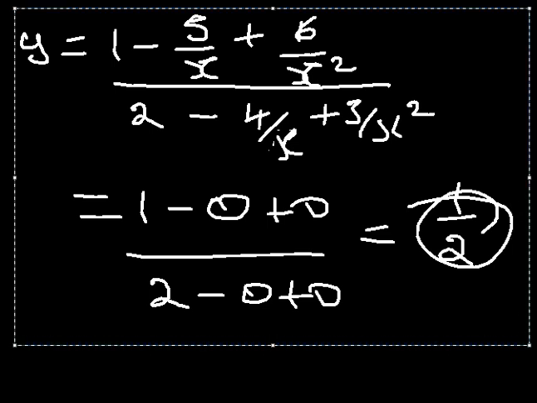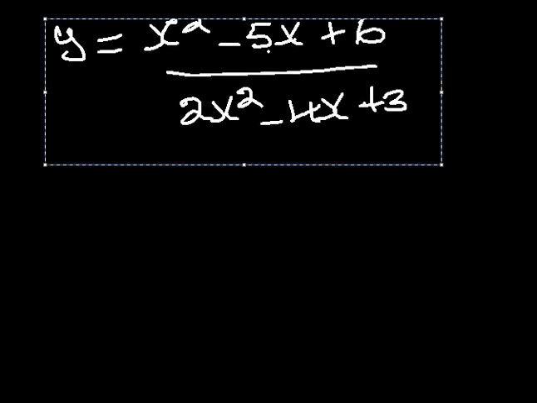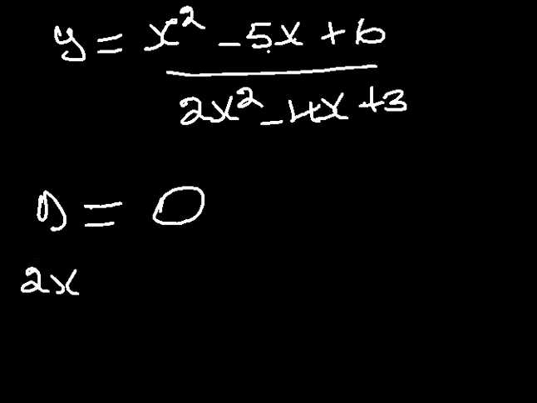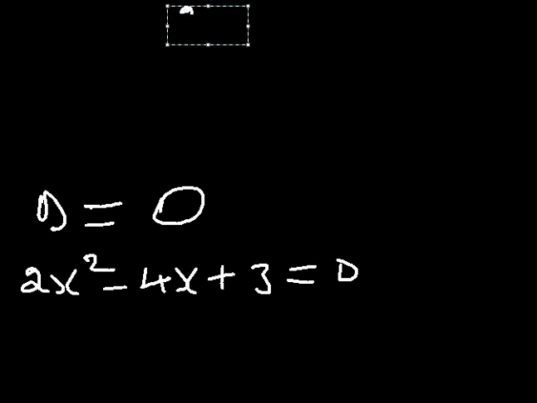Now, how about the vertical asymptote? How should you find the vertical asymptote of the function? In this case, the vertical asymptote is calculated by setting the denominator equal to 0. So what is the denominator? We have x squared minus 4x plus 3. The vertical asymptotes are the solutions of the denominator. So is it possible to solve for the denominator?